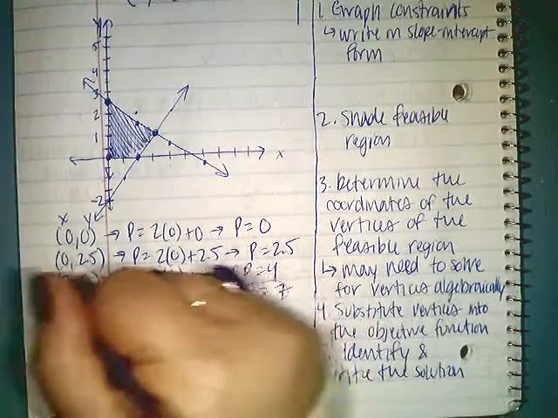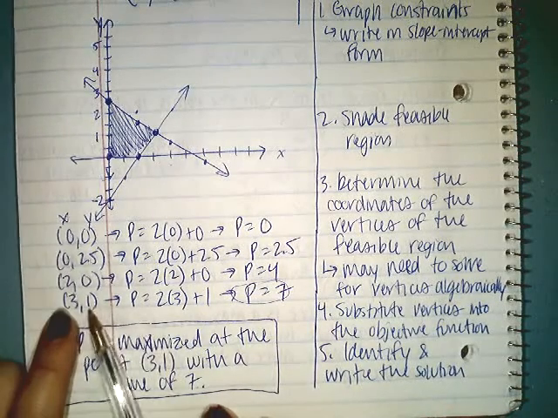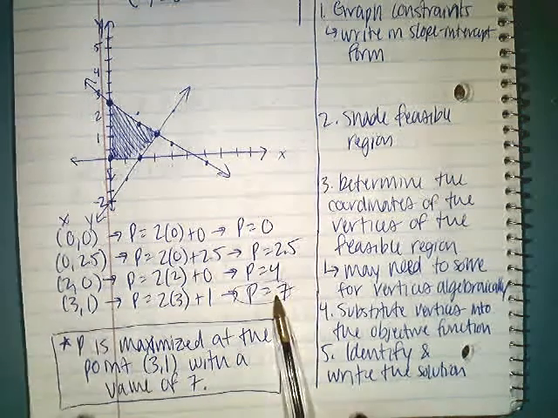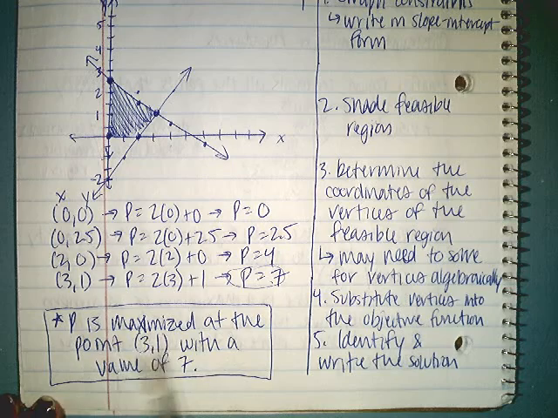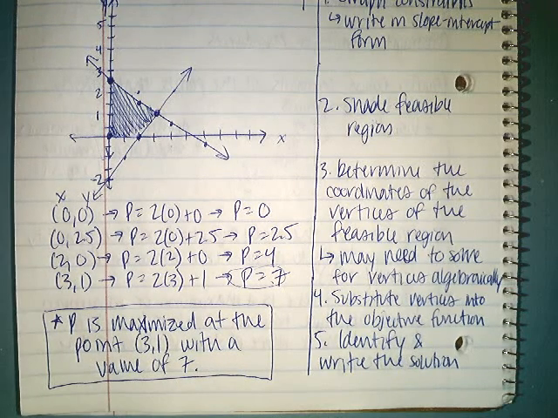It depends on the context of the problem, but they could be asking about what x and y values. They could be asking what the actual maximized profit would be. But this encompasses both those possibilities, so it tells you the coordinate and what the maximum value of P would be.